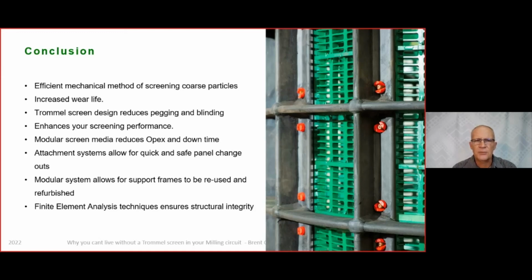The modular system allows for support frames to be reused and refurbished if they have been protected properly, so the rubber lasted and you did not have chutes coming too close to the trommel, building up material and damaging the rubber. So we will have a specific inspection on a trommel screen if they want to possibly refurbish it. We'll possibly have to do some NDT test on the flange and see if it's possible to then refurbish that specific trommel. Finite element analysis techniques ensure structural integrity.